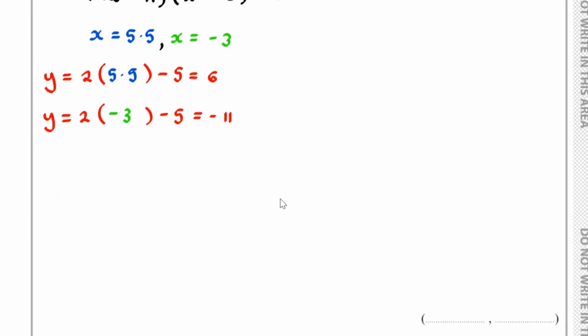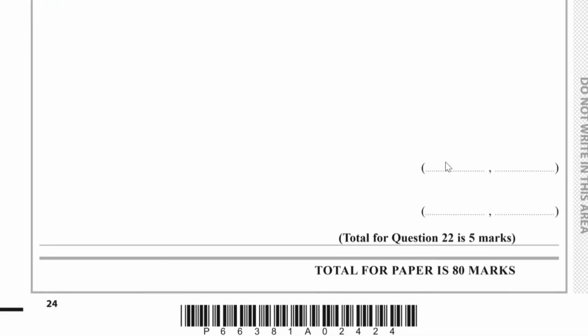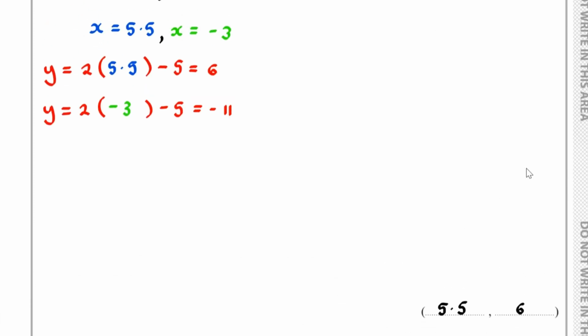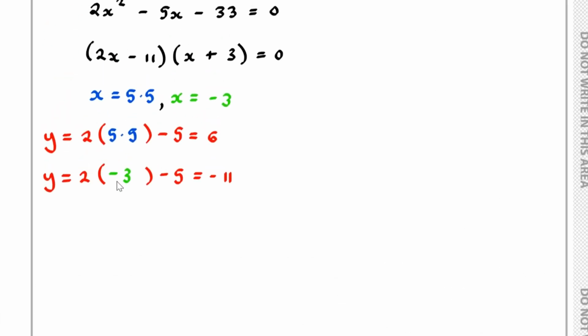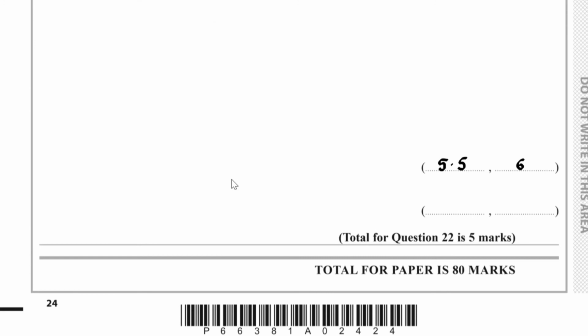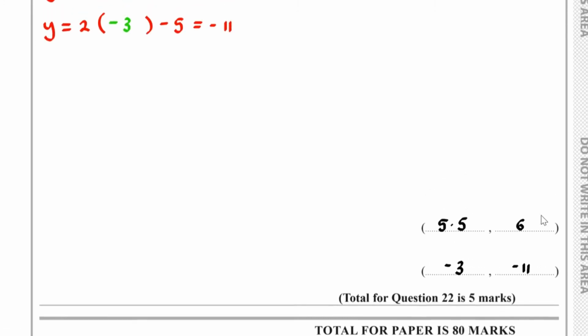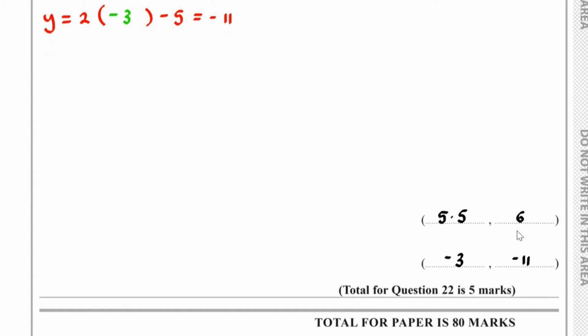So what are the coordinates of the points of intersection? I've got 5.5 and 6, so that's one coordinate. And for the other coordinate, I've got minus 3 and minus 11. So these are the coordinates of the points of intersection.